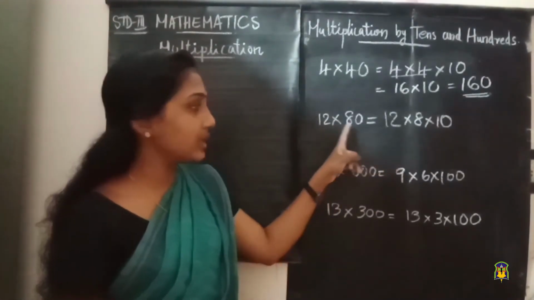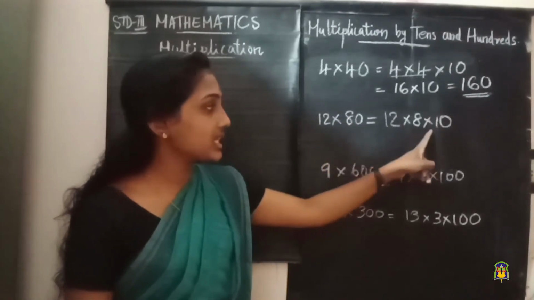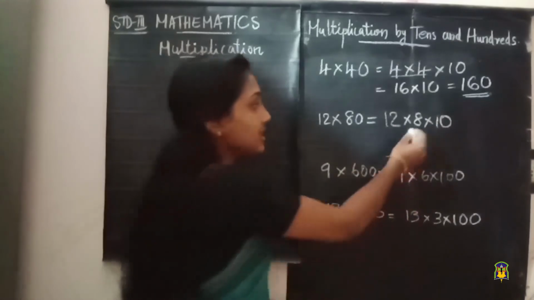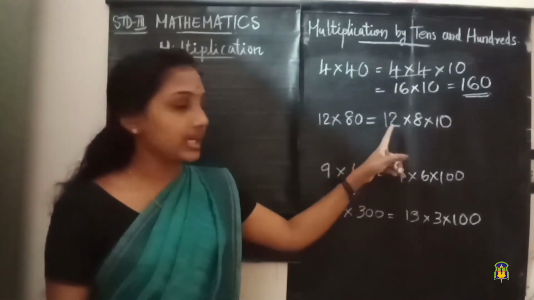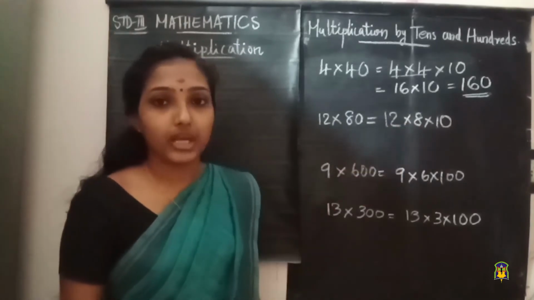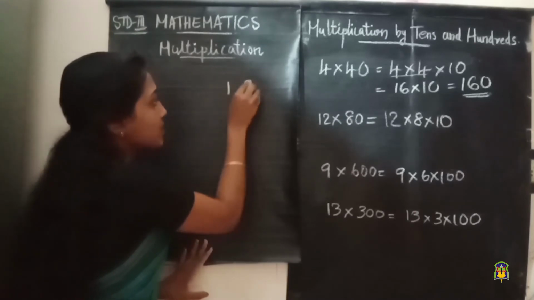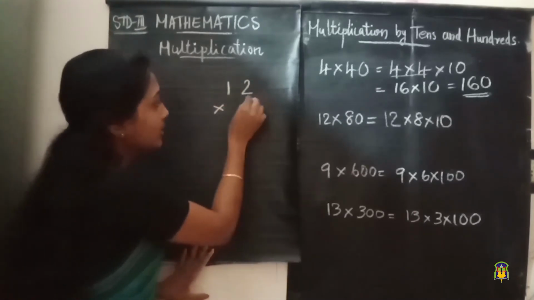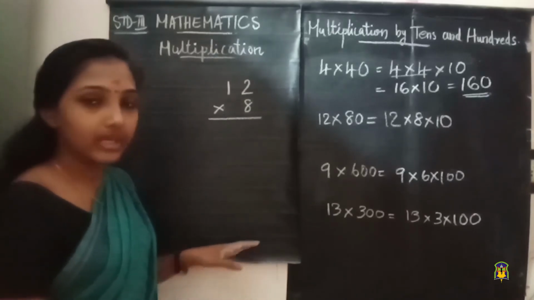Okay, moving to the next question. Here it is 12 into 80. 80 can be written as 8 into 10. So what is the next step? Next we can multiply 12 into 8. So what is 12 into 8? We have to multiply 12 and 8.